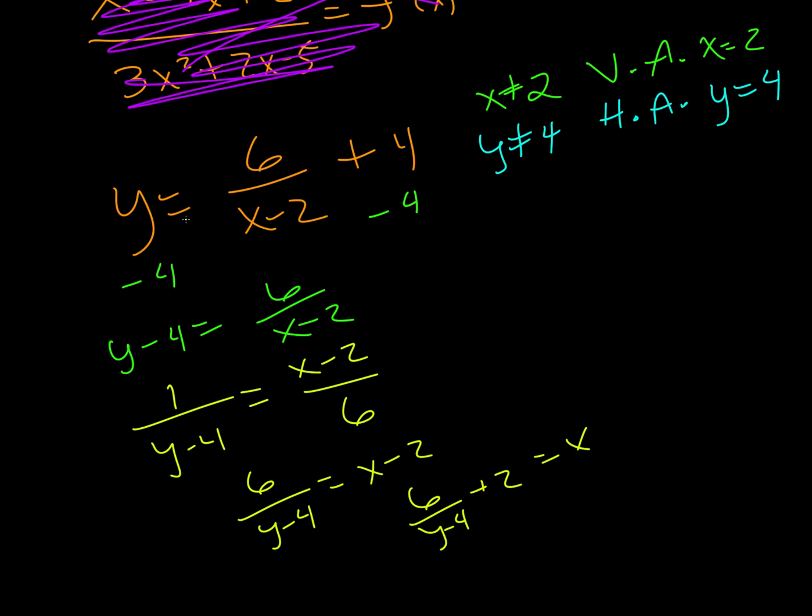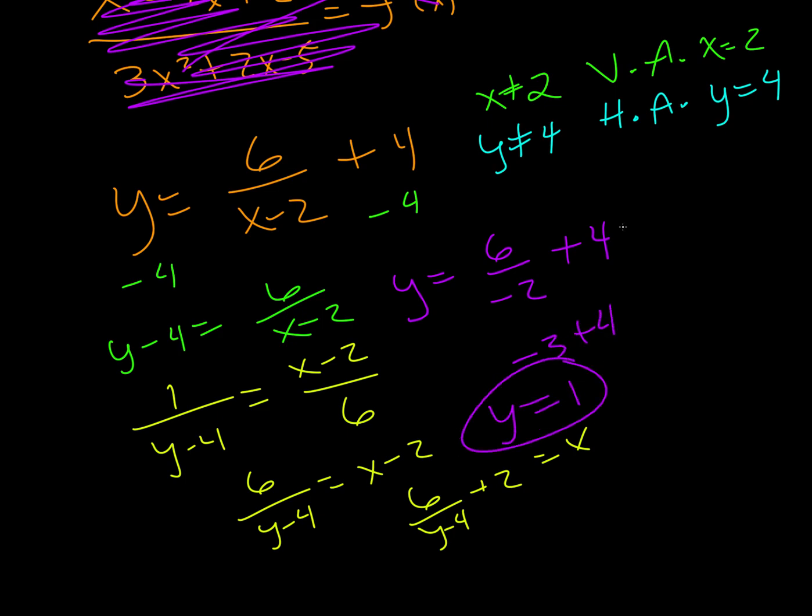Okay, so I'm going to plug in 0 for x right here, and that's going to give me y equals 6 over negative 2 plus 4. And so 6 over negative 2, that's going to be negative 3 plus 4, and so y is equal to 1. And so we have a y-intercept at y equals 1.